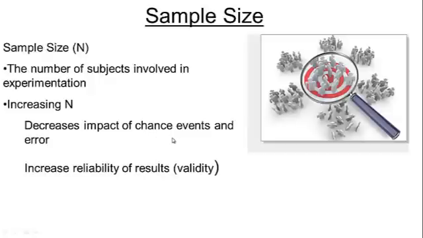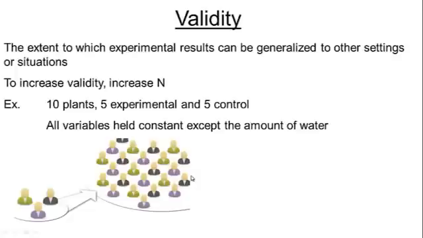Now, the other thing that results from that is you increase the reliability of your results, which we are going to refer to here as validity. And that's going to be our next main idea. So on the left-hand side, validity. Validity can be defined as the extent to which experimental results can be generalized to other settings or situations. I mean, this is kind of the idea of applied science. We want to be able to learn about how we can interact with the natural world. In order for us to be sure that our experimental results will work in the larger world, we need to have high validity. So to increase the validity, we're going to increase the sample size.